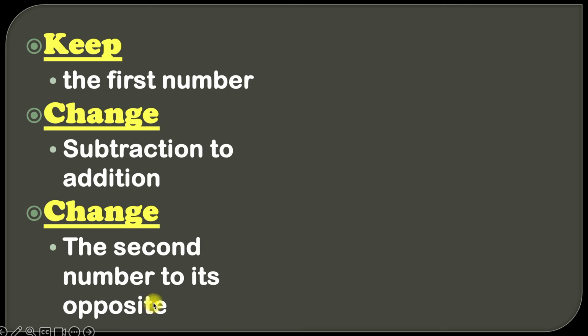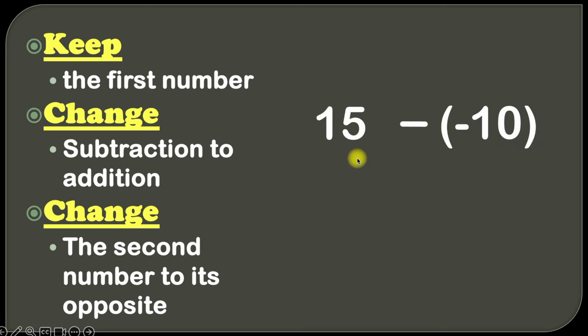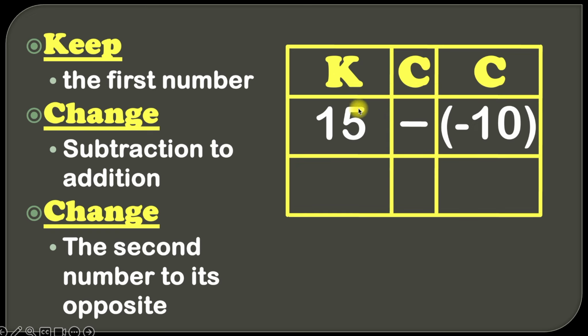Let's go over our first example. Here we have 15 minus negative 10. So what I like to do is make a KCC table around my expression, making sure that that middle C only contains a subtraction symbol. So it'll look like this. So my first value is in the K, the subtraction symbol is in C, and the second value is in the second C.